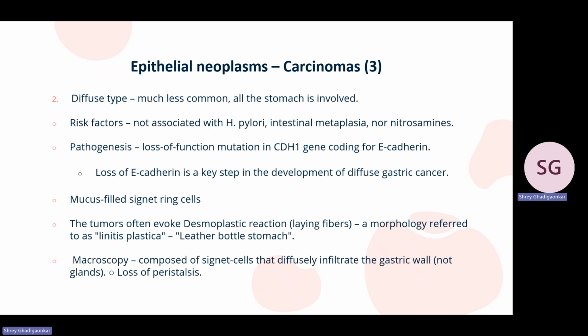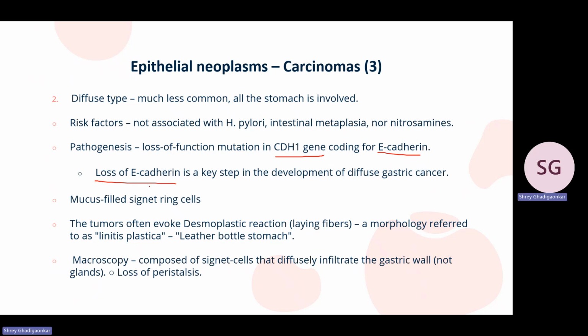The second type is the diffuse type, which is much less common, and the entire stomach is involved. It's important to note that the risk factors are not associated with H. pylori and intestinal metaplasia, nor with nitrosamines. The pathogenesis usually involves a loss of function mutation in the CDH1 gene, which codes for E-cadherin. If you were to remember anything about the pathogenesis, it would be the loss of E-cadherin. E-cadherin is involved in cell adhesion and is often believed to affect tumor invasion by inhibiting cell migration away from the epithelial layer.